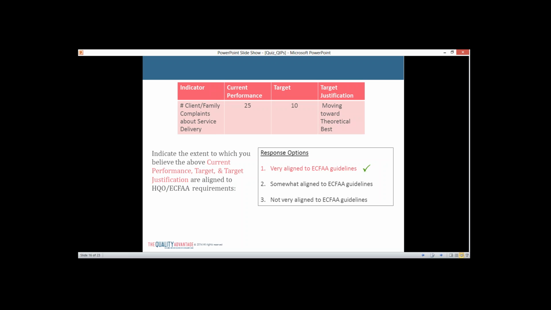The current performance is what it is, but it is a count, and it relates to the number on the indicator. The target, so going from 25 to 10, that is indeed likely a stretch target for the organization, so that's good. And down is good here, obviously. And then looking at target justification, moving toward theoretical best. So that means moving towards 0 complaints. So that's good, it's very aligned.